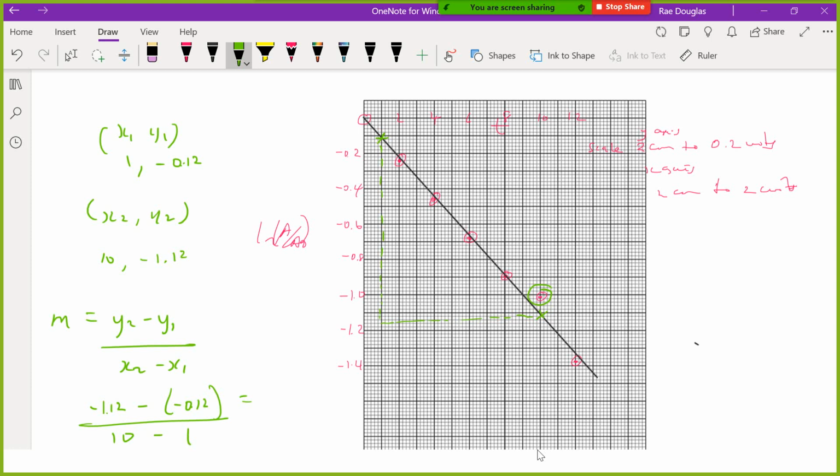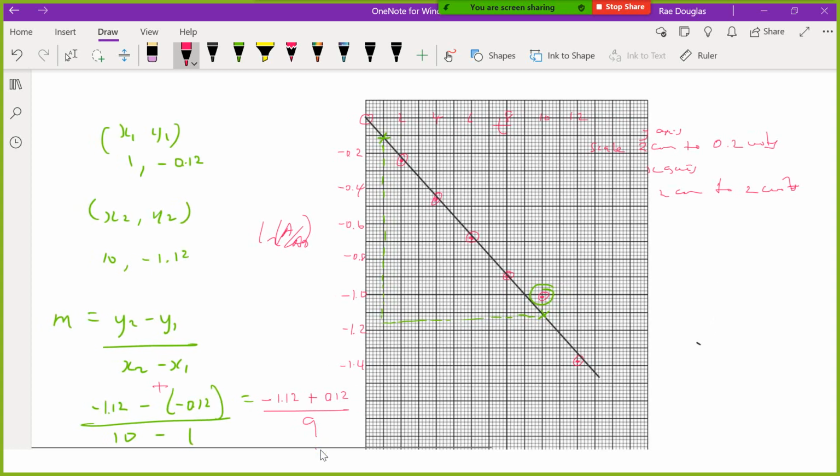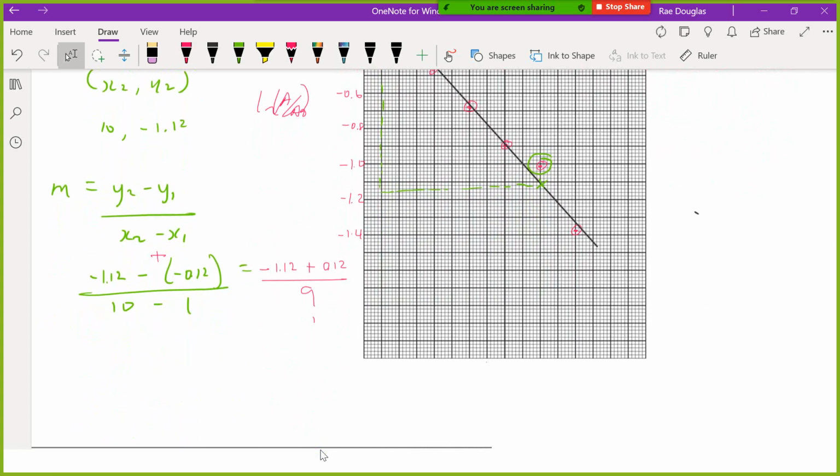Technically, these values in between here, the minus and the minus are going to become plus. So what we would have is minus 1.12 plus 0.12, right? That is what the numerator would have, and then the denominator is going to be 9. So we say minus 1.12 plus 0.12, you get negative 1 in the numerator, right? So negative 1 in the numerator and 9.